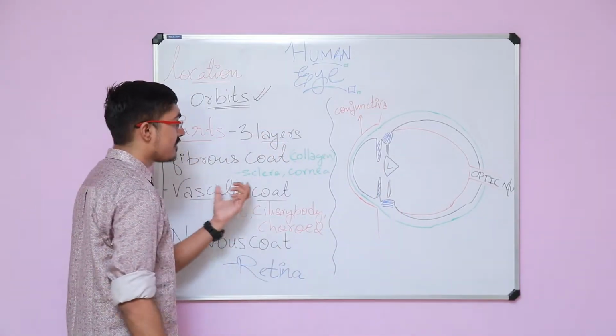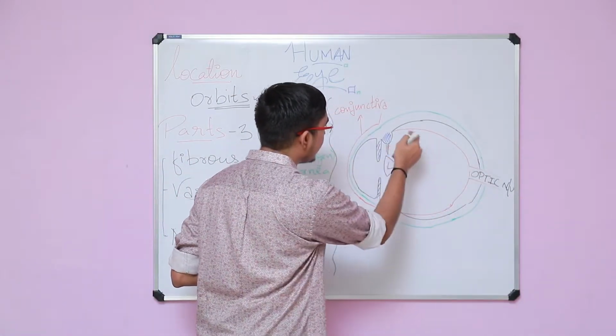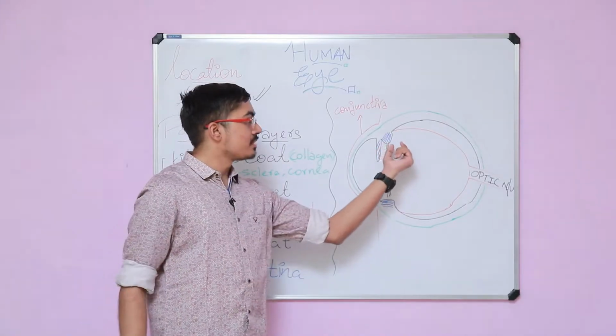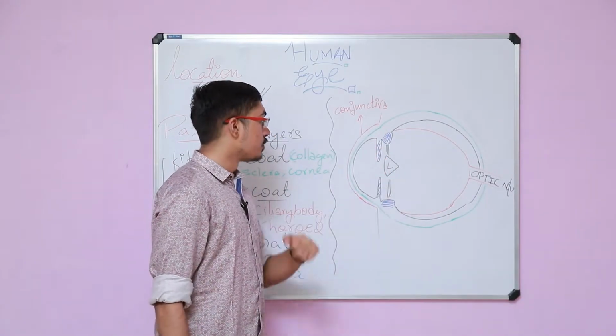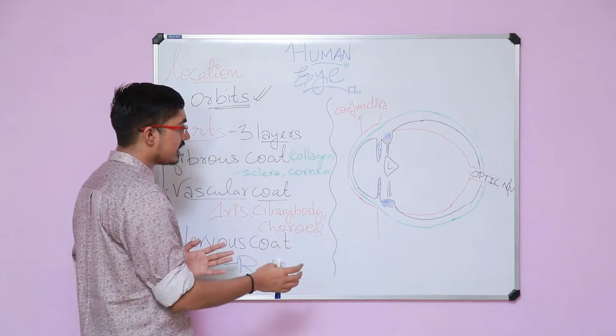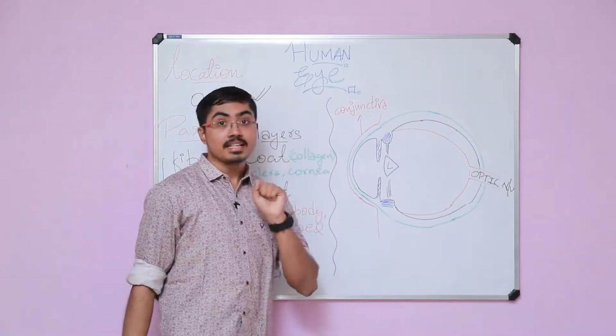The second layer is the vascular coat that involves the choroid, this area, and then it proceeds anteriorly to form the ciliary body over here. Then there is the iris. Then you have a lens over here as such, and then the third layer, which is present only in this area, only the back side of the eye, is called the retina.